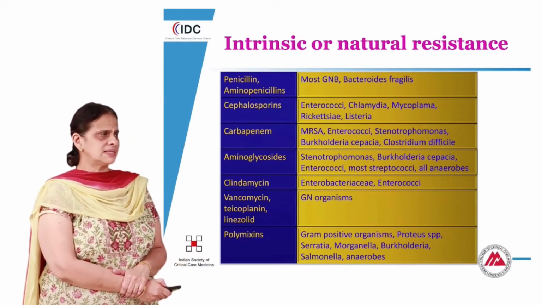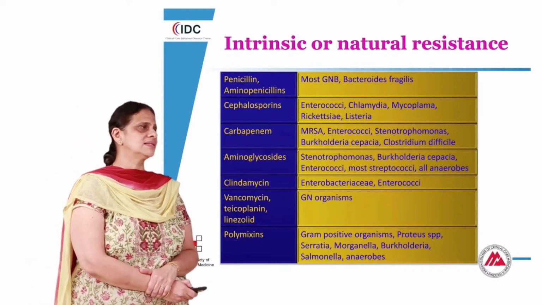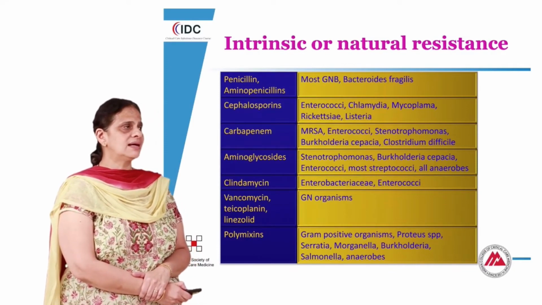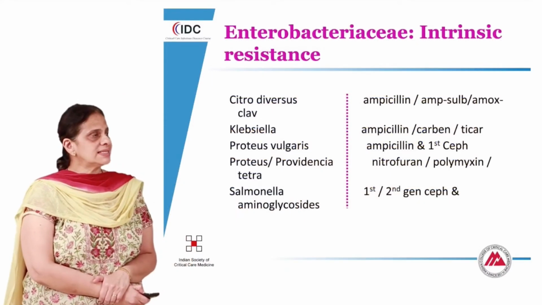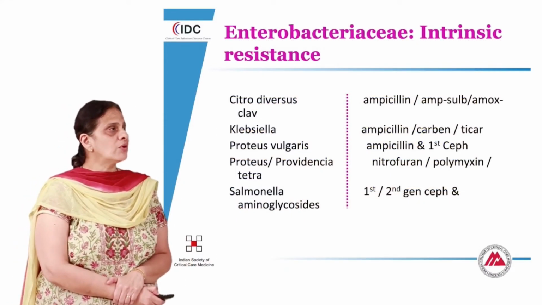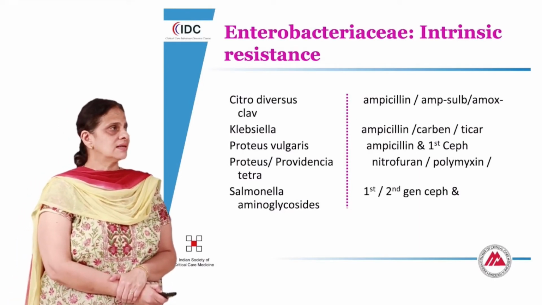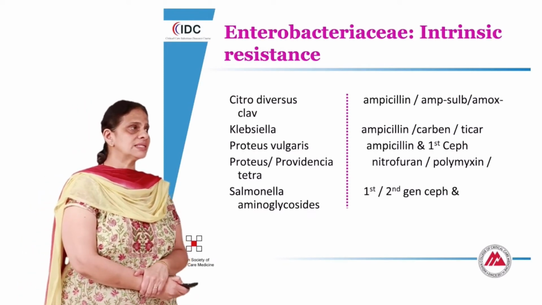And the polymyxins, again antibiotics we need to know every word about, are intrinsically resistant to the gram-positives, to Proteus, Serratia, Morganella, Burkholderia, Salmonella, and anaerobes. If you look at the selective pressure, today with more and more use of colistin or polymyxins, we're naturally going to select drugs in our intensive care units to which they're intrinsically resistant.